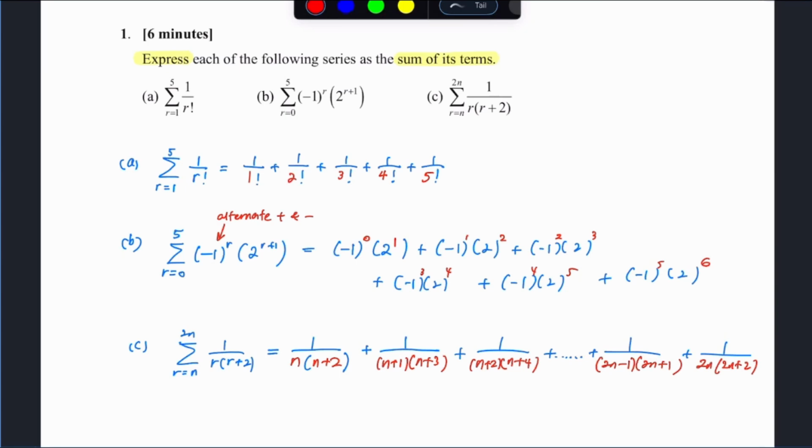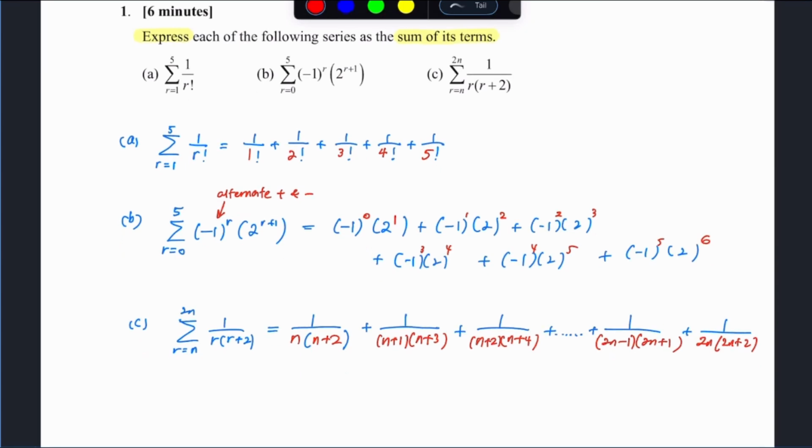So for question 1, this question is an exercise to let you familiarize with what the sigma notation means. We are summing from 1 to 5, 1 over r factorial. What's the variable in this question? The variable is r. Even if you see n, the variable is r. R equals 1 until 5, then you sum 1 over r factorial. So it's just like that.